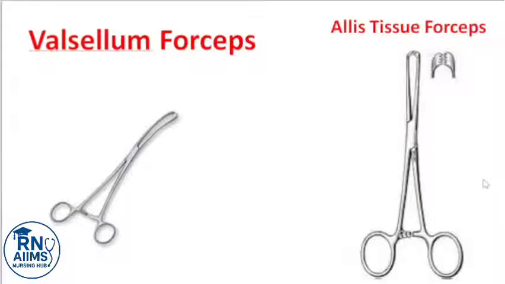Vulsellum forceps, used in gynecological surgeries like hysterectomy, myomectomy and D&C. It helps in pulling the uterus down during pelvic operations. Vulsellum forceps is a heavy forceps with 4 teeth at the tip. This is Allis, with multiple small interlocking teeth. Vulsellum has only 4 teeth, but Allis forceps have multiple teeth. Both look similar, but Vulsellum forceps are slightly curved compared to the straight Allis.